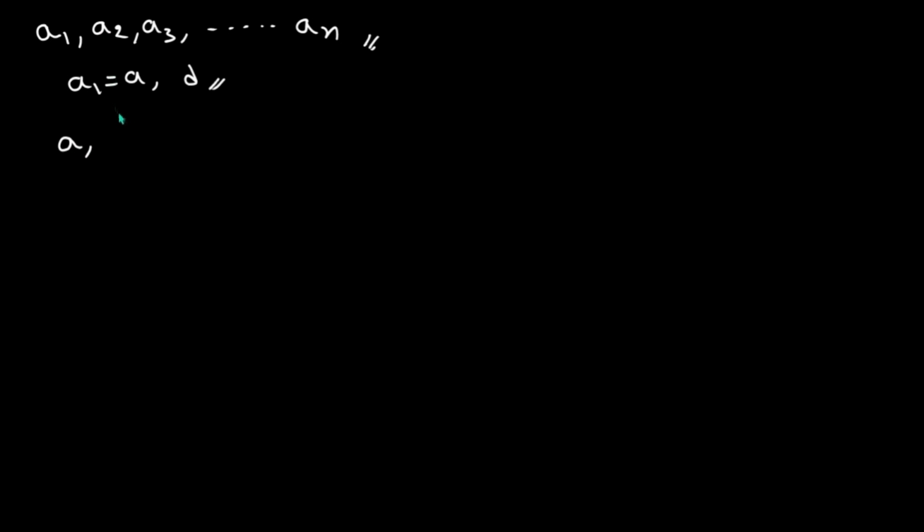The second term A2 can be written as A plus D. Then how will you write the third term? For the third term, we need to add two common differences, like A plus 2D, and so on. For the nth term, you need to add n minus 1 common differences, so A plus n minus 1 into D is called the nth term in this series.